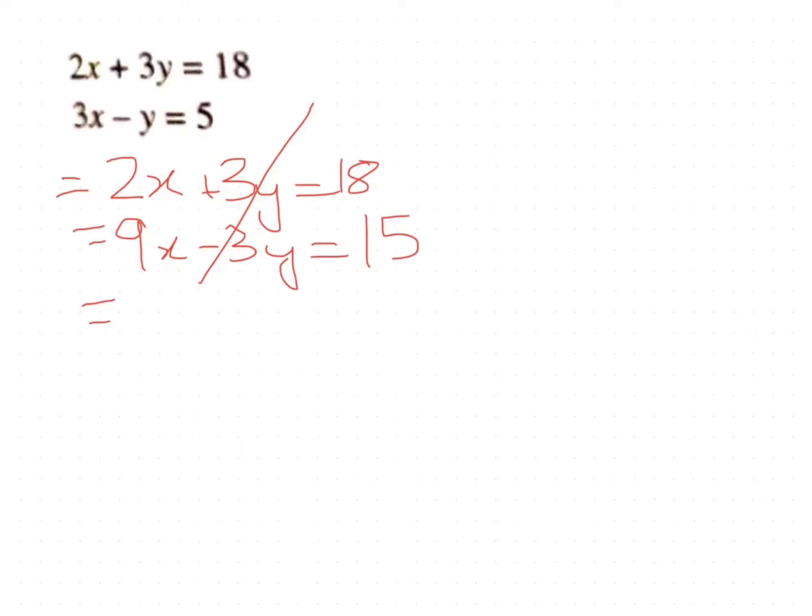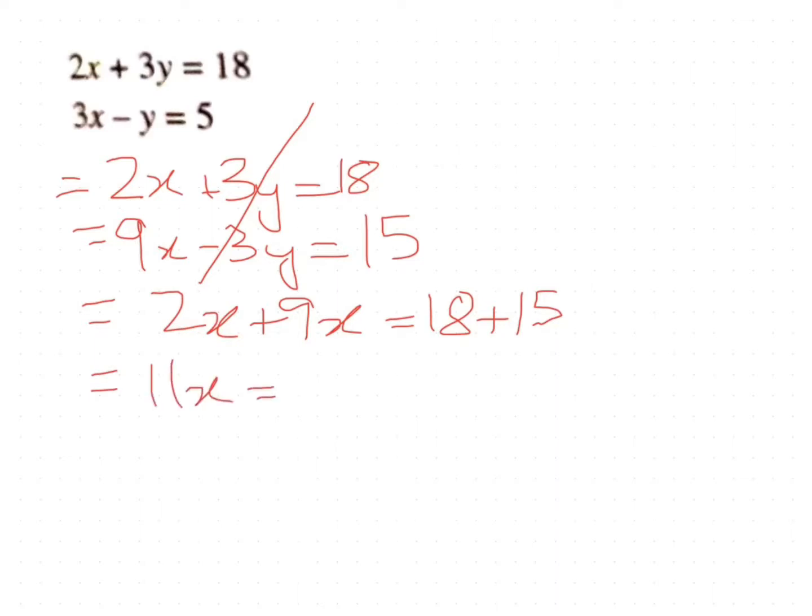So 2x plus 9x equals 18 plus 15. That is 11x equals 33. Let's simplify that. 33 divided by 11 equals 3. So x equals 3.